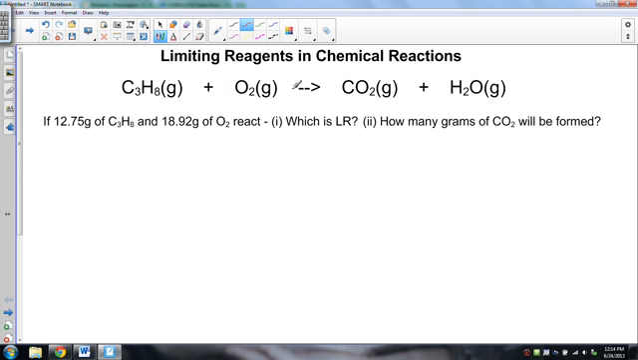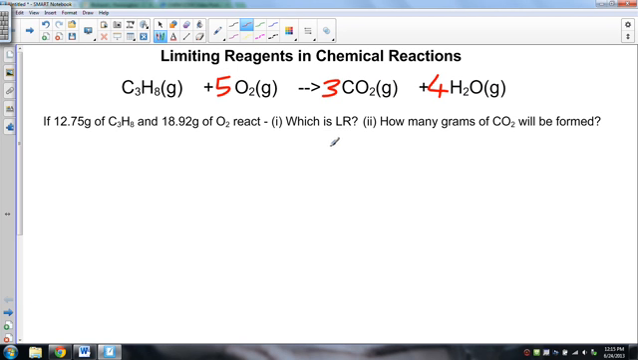balanced, all right? Now you can see already this one's not: 3 carbons, 1 carbon. So what I'm going to do is go ahead and balance this. I got my carbons balanced, I got my hydrogens balanced, I got 4, 6, that's 10, so that is going to balance everything. That's everything balanced.